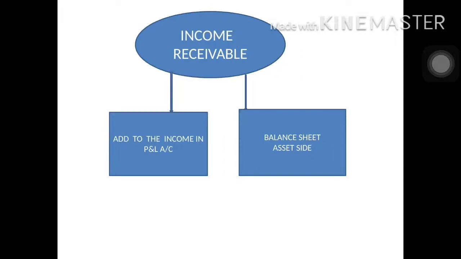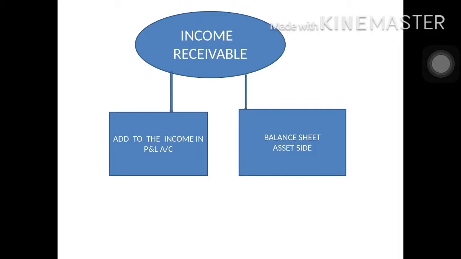Alright. Next, income receivable. Income which you have worked for, which you have already made the sale, you have already done the work, but you have not received your income. So that is your asset. So one effect will be balance sheet asset side.